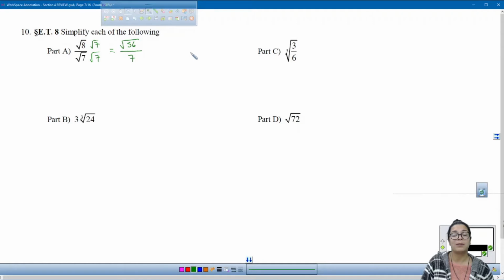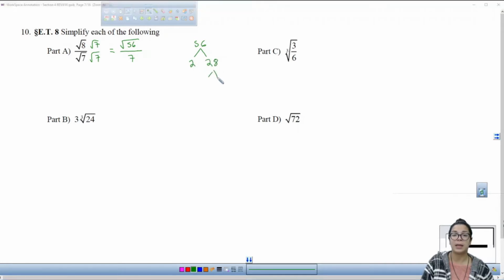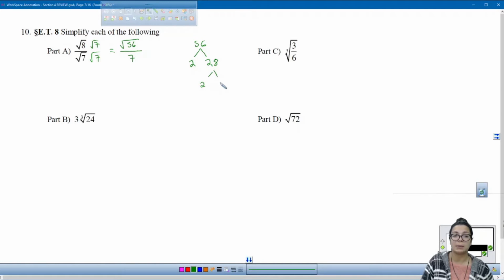Now the kicker is that 56 can be broken up, right? 56 can be broken up into 2 times 28, and 28 can be broken up into 2 times 14, and then 14 is 2 times 7.